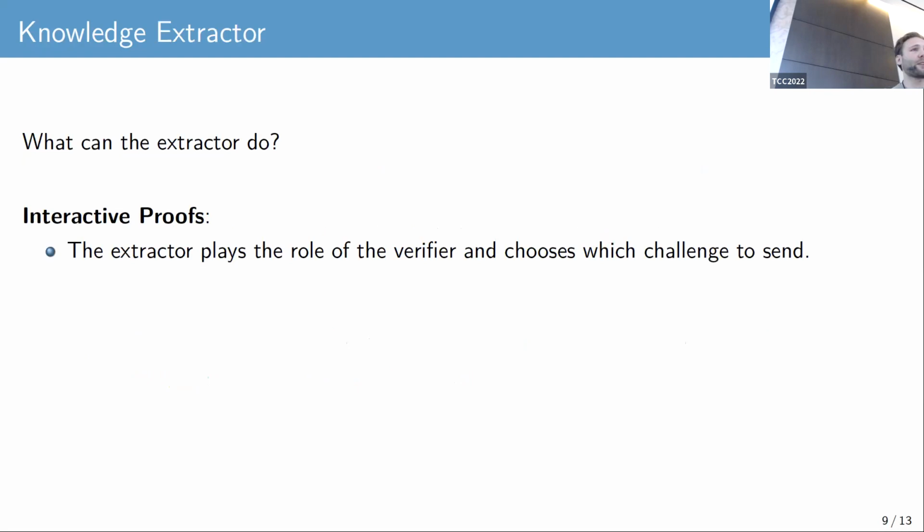So what can the extractor do? In the interactive setting, the extractor actually plays the role of the verifier. So it can choose which challenges it sends to the dishonest prover, and in that way it can create protocol transcripts, and from these transcripts the extractor can typically compute the witness.